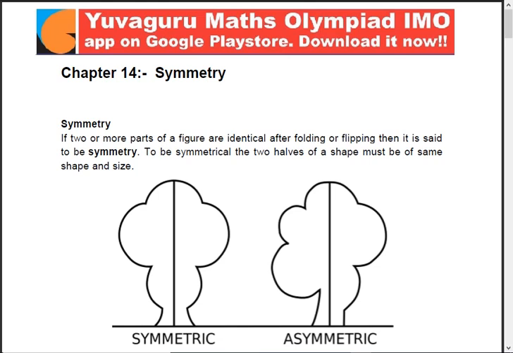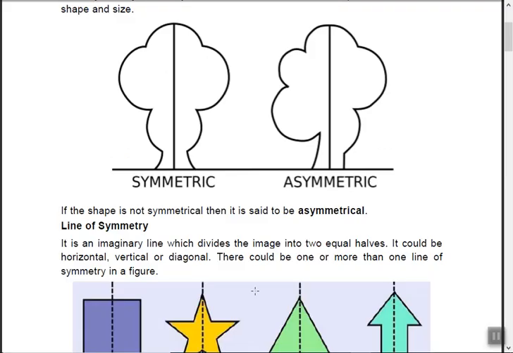So let's start with symmetry. What is symmetry? If two or more parts of a figure are identical after folding or flipping, then it is said to be symmetry. Means, see this, two or more. This, if you fold it over here, it's not symmetrical. If you fold it over here, it's symmetrical. See here, many things you have already covered in standard 6th also. If it is not symmetrical, it's called asymmetrical.